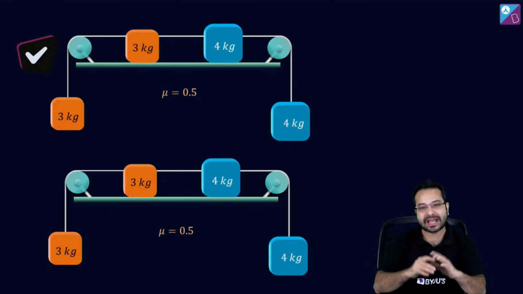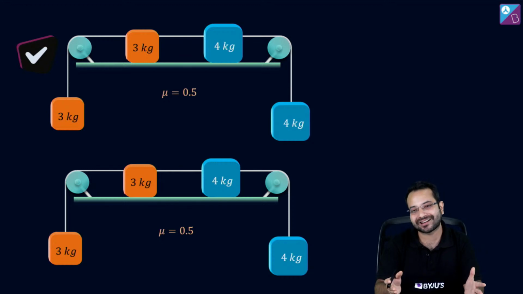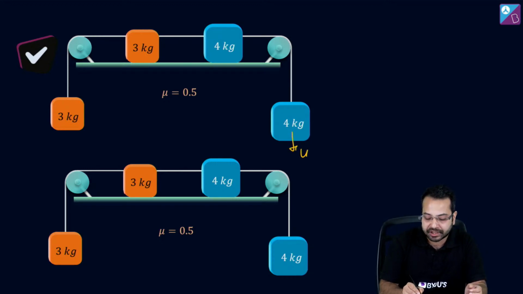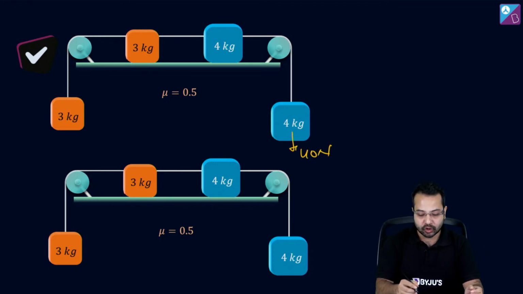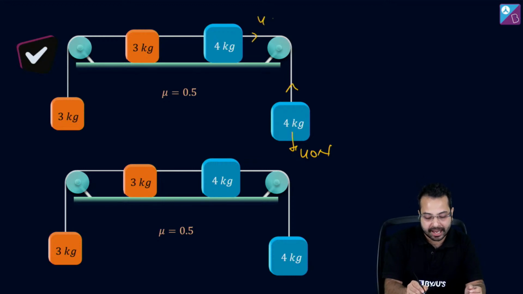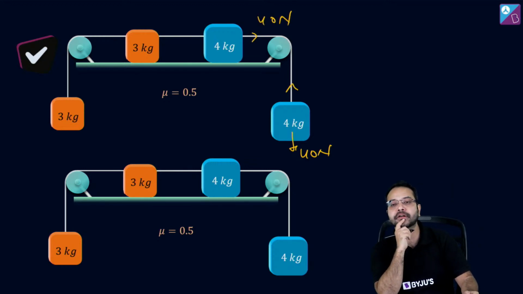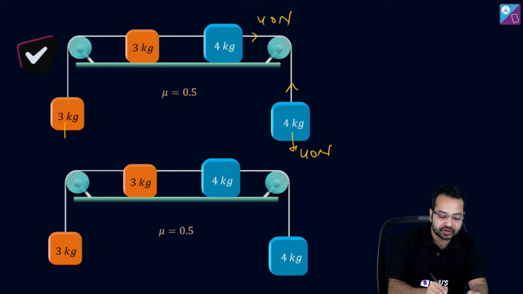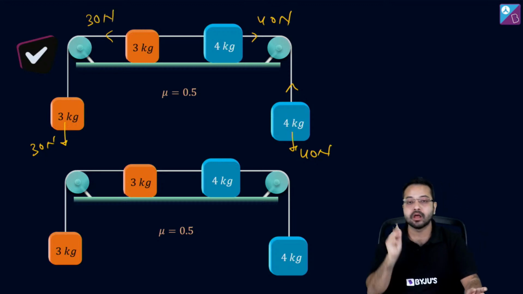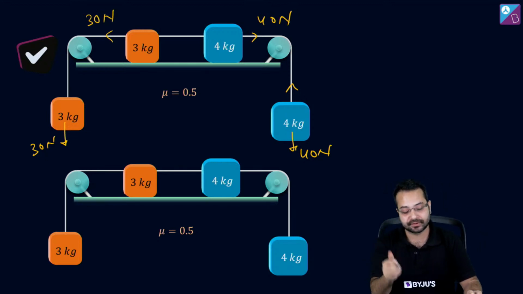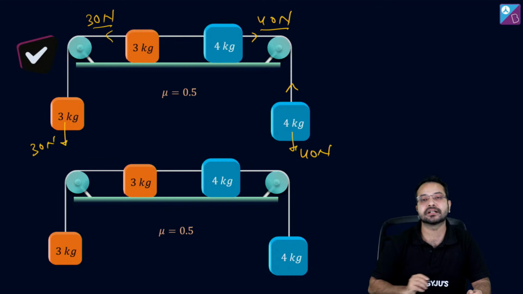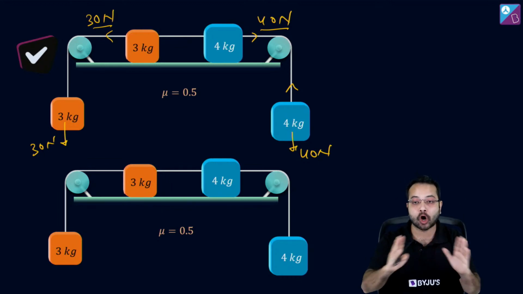Now here we have understood that the blocks are going to be at rest, which means there is a 40 Newton force acting over here. So the tension in the string has to be 40 Newton. Do you agree? And if we talk about this 3 kg block, there is a 30 Newton force acting over here. So this has to be 30 Newton. Now listen to this very carefully. This 40 Newton and this 30 Newton forces are non-negotiable.